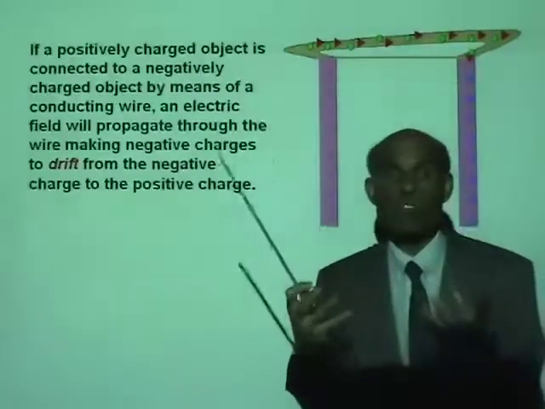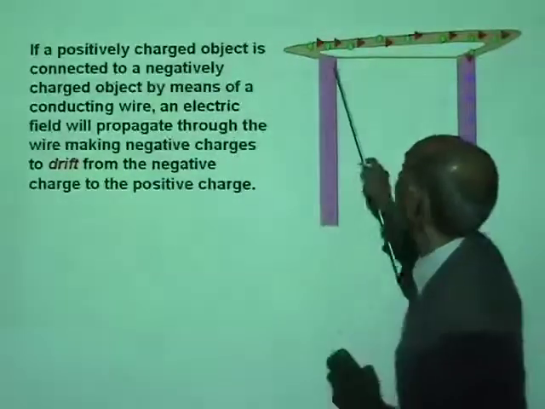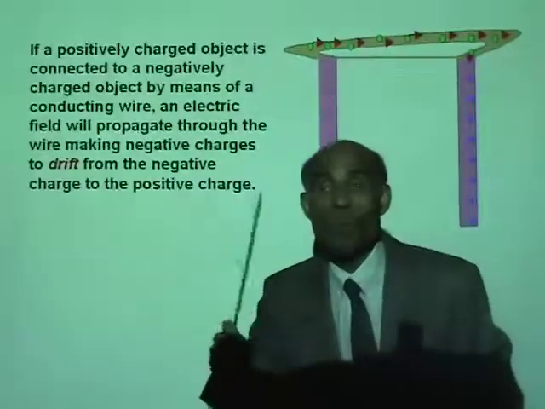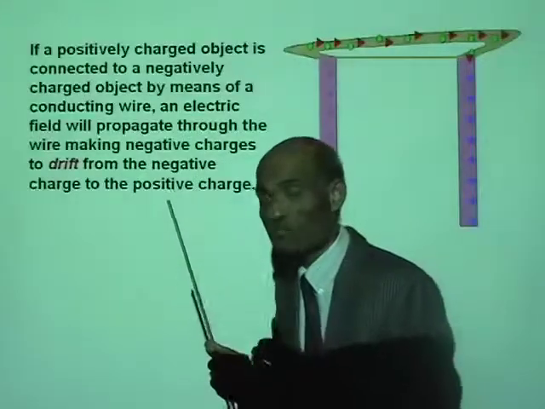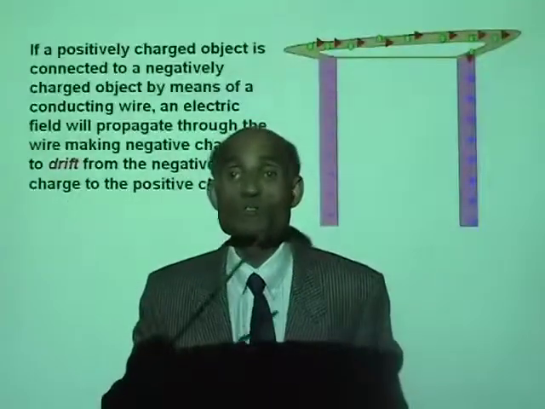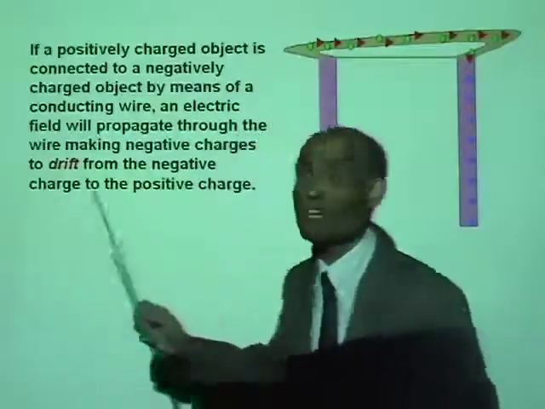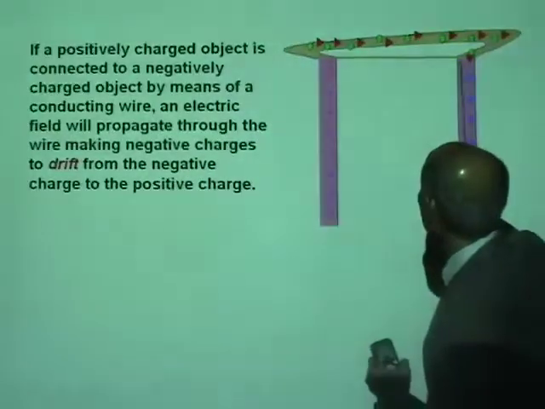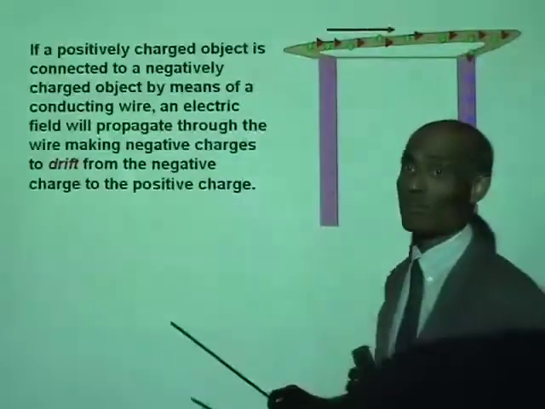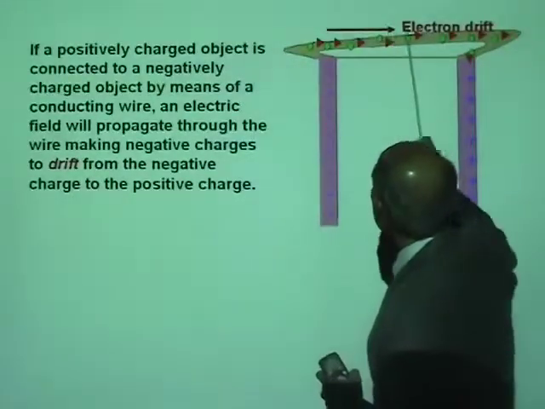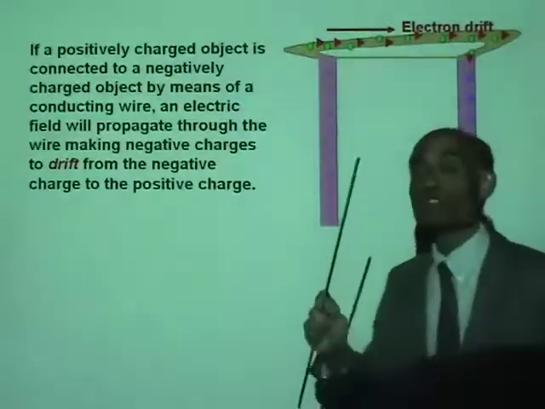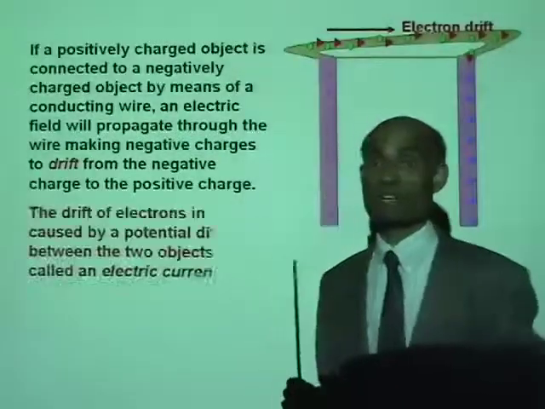And that electric field will make each of the free charges drift. They will not move very fast. Each charge will drift. Now, negative charges will drift opposite to the electric field. Remember, the electric field is from positive to negative. So the electron drift is from negative to positive, which is opposite to the electric field.